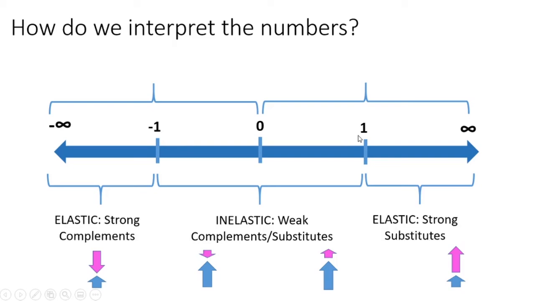Anything where the absolute value of the figure is above 1, which is to say between 1 and infinity or between -1 and minus infinity, those are going to be elastic. And what that means is that we have then strong relationships. So this one would be strong complements if it's between minus infinity and -1. And this down here would be strong substitutes if it's between 1 and infinity. And so therefore that's the elasticity interpretation, which is to say the strength of the relationship. Is it a strong or a weak complement or substitute?